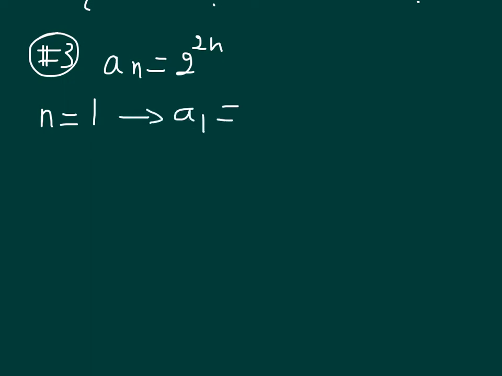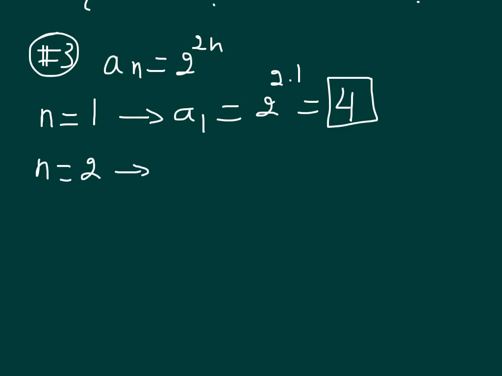Number 3, we have a new rule. a_n is equal to 2 raised to the 2n. We need 6 terms, so we're going to start with n equal to 1 to get to the first term. And so that'll give us 2 to the 2 times 1, which gives us 4. Then to get to the second term, I'm going to let n equal to 2 and substitute 2 for n, which will be 2 to the 2 times 2, which gives us 2 to the fourth. 2 to the fourth is 16.